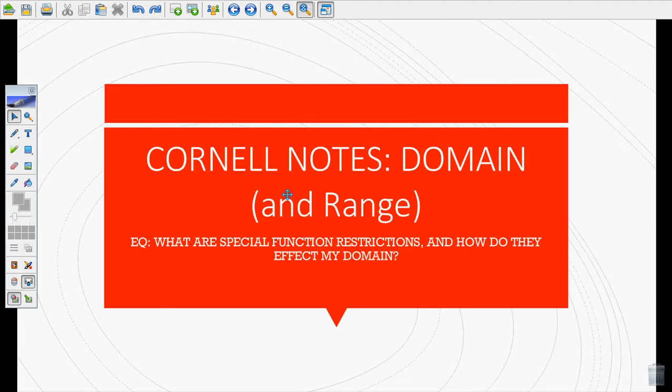Notes over domain, and a little bit of range will pop up in there. Our central question is, what are special function restrictions and how do they affect my domain? Where we're starting. Any questions so far?